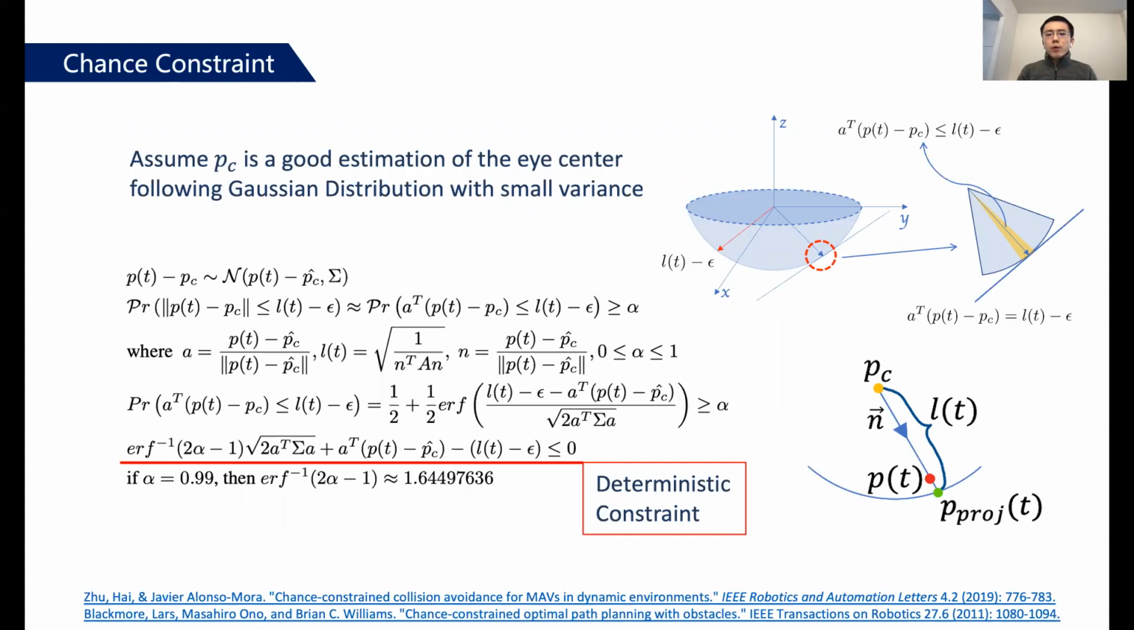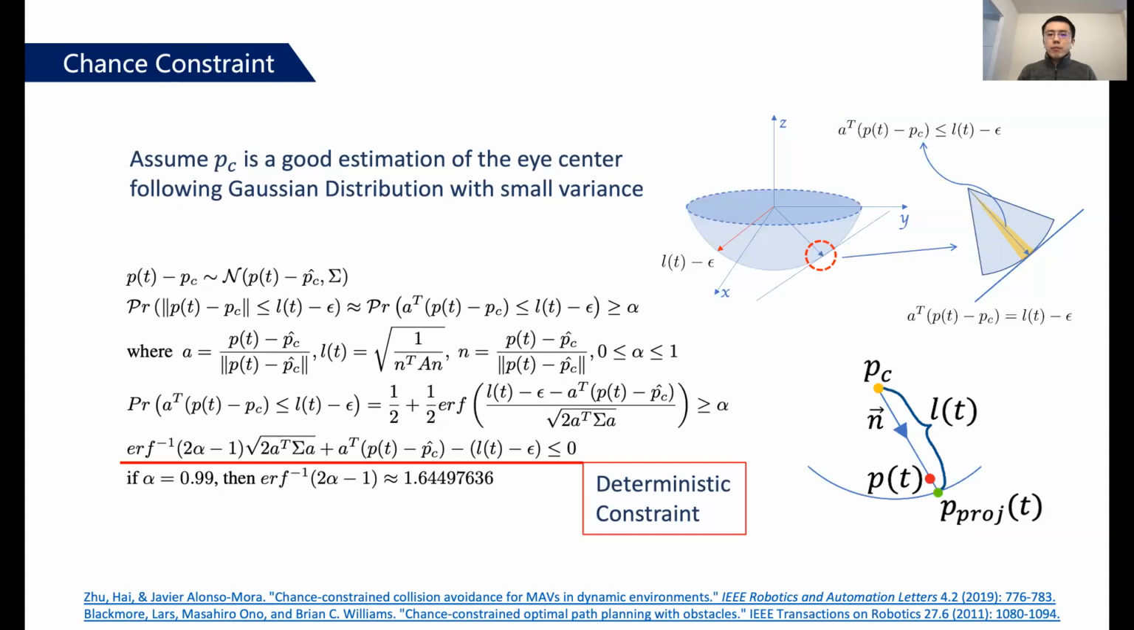Using this property, we can convert our chance constraint to a deterministic constraint. We assume PC is a good estimation of the eye center following a Gaussian distribution with small variance. On the bottom right, PT is the point on the trajectory that we want to generate. LT is the length between the center and the projection point of PT. A projection point is a point that projects the corresponding sample point PT onto the estimated geometric surface along the direction from PC pointed to PT.